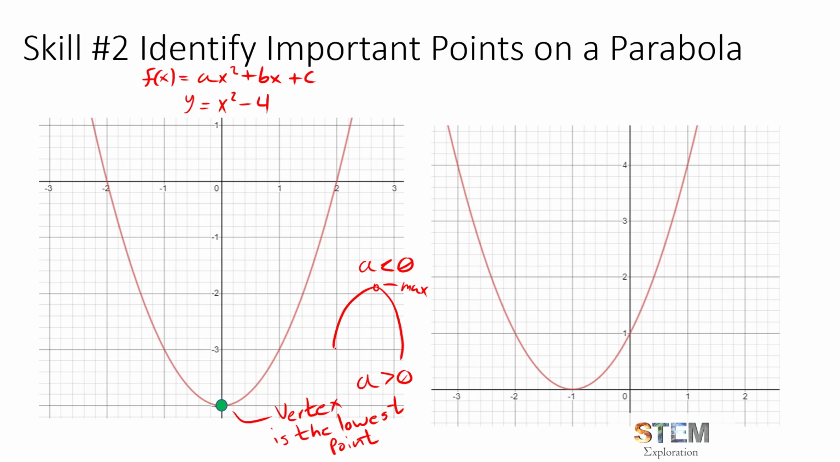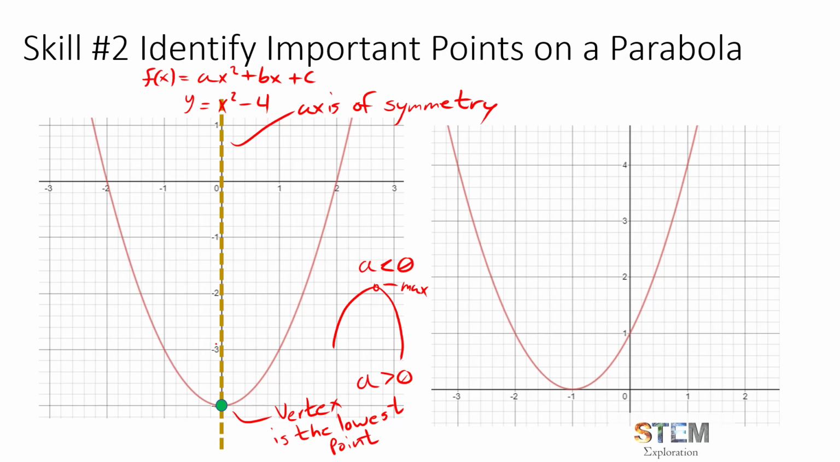But the second thing that's really important to know is how to find the axis of symmetry. The axis of symmetry always passes through the vertex and would look something like this. So your axis of symmetry is a vertical line that represents where you split the parabola in half, or it is the mirror image.